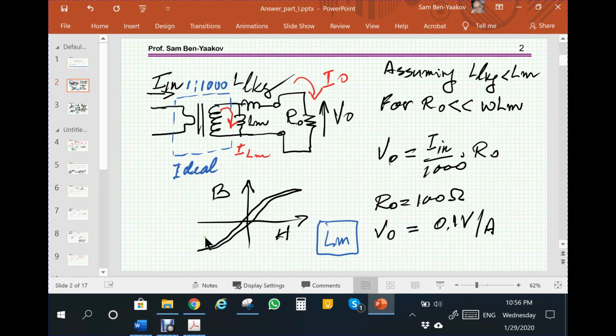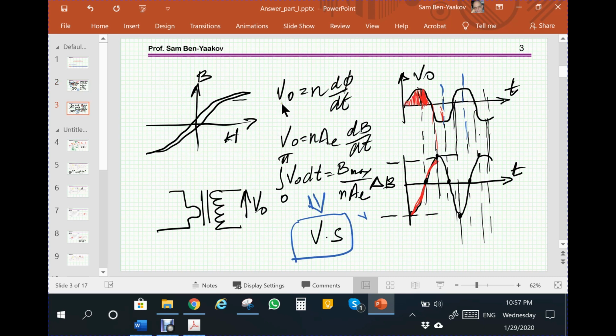And the reason is that we have also here a BH curve. This is the core of the device, and we have a region in which B, that is the magnetic flux density, is reaching a maximum value of saturation, and therefore the voltage will not go up. Now the question is, what is the relationship between B and the voltage? So we look now at this simple expression.